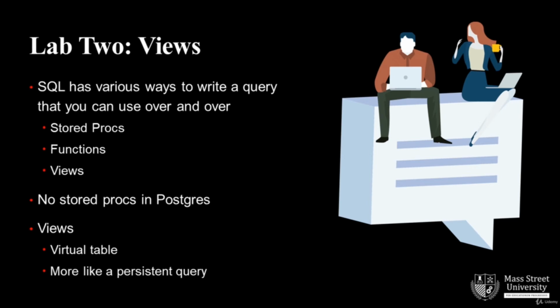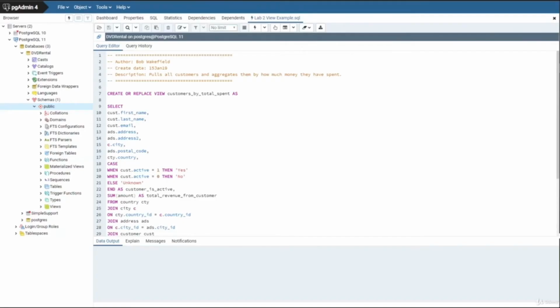Once you have your view built, you access it just like you would any other table. If none of this is making sense, don't worry. We're going to do some show and tell in the lab activity. Let's go there now. Let's go ahead and go back into pgAdmin if you're not already there. Open the file in your Lab 2 folder called lab2views.sql.